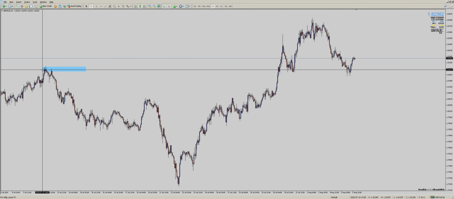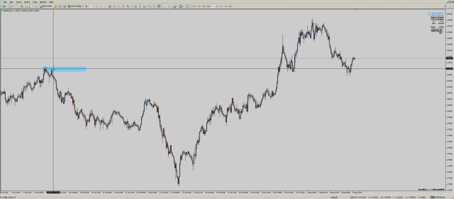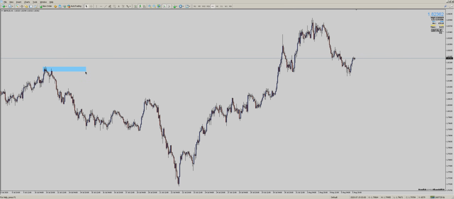Straight away what I see is this level here. To me, this level is an area of struggle. Price tested it twice to break above and fell so much. So what that tells me is that if I drag this forward, it should be a struggling zone in the future.